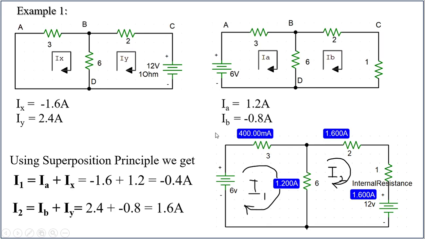After simulating, you can see the same amount of current flowing through each and every component, and in this particular mesh I1 is 400 milliamperes and I2 is found to be 1.6 amperes, right? We will see this superposition theorem a little more thoroughly with another example. We apply this theorem and try understanding the source conversion technique also in the next video.